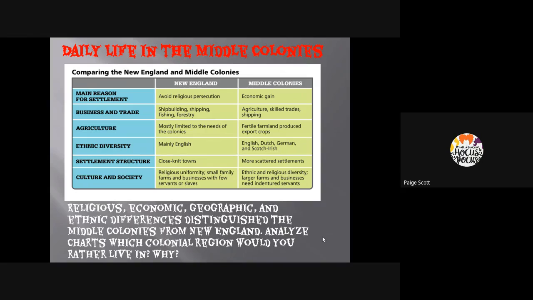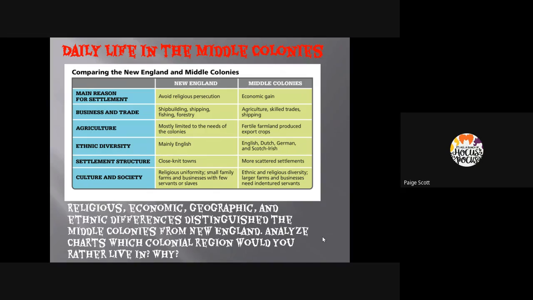The agriculture in New England was mostly limited to the needs of the colonies, while in the Middle Colonies, fertile farmland produced export crops. The ethnic diversity of New England was mainly English. Of the Middle Colonies, it was English, Dutch, German, and Scotch-Irish. The settlement structure of New England was close-knit towns, which means that they were closer together with a better relationship. While Middle Colonies were more scattered settlements. They spread out, hence the farmlands.